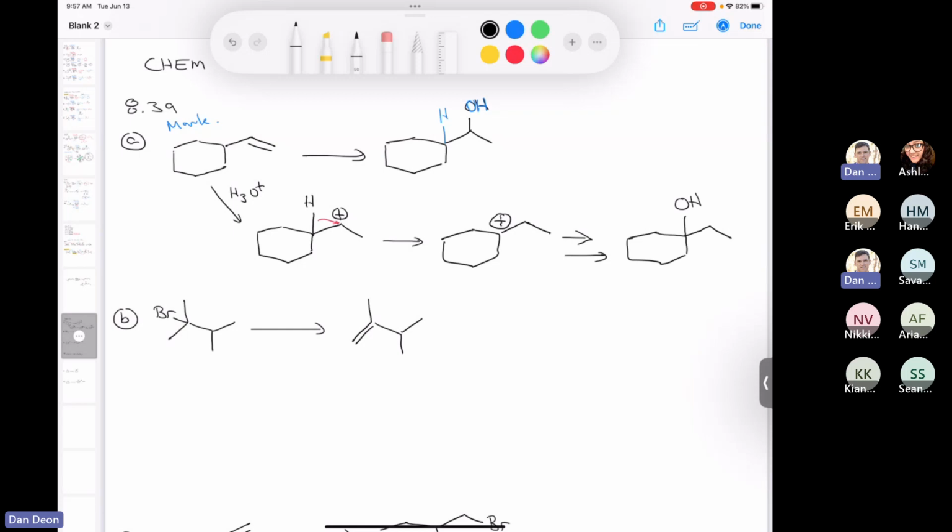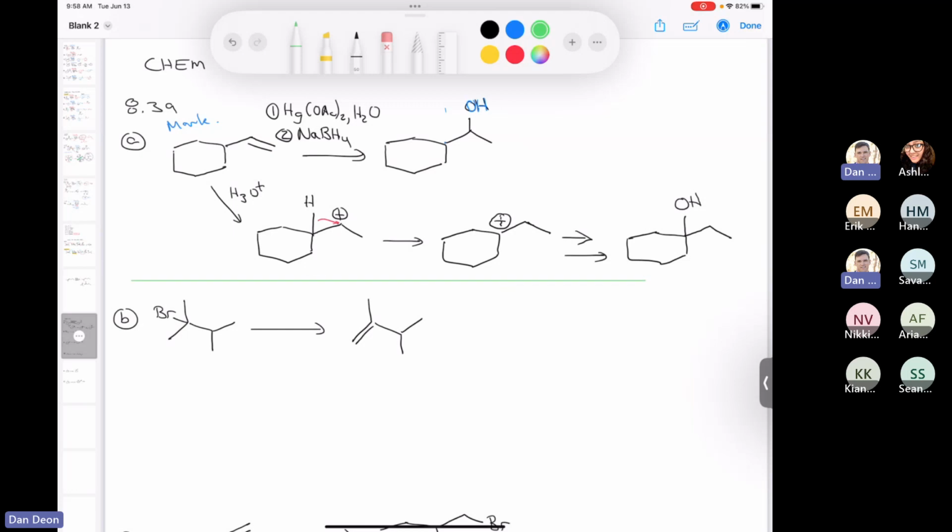So could anybody suggest a better set of conditions to do this reaction? What would I use to do this reaction? Yes, exactly. Oxymercuration-demercuration is what I'm going to use. So the first step is going to be mercuric acetate and water, and the second step is going to be sodium borohydride. We do that to avoid carbocation rearrangements. All right, we got A finished.